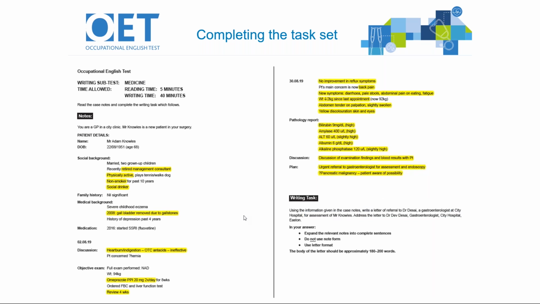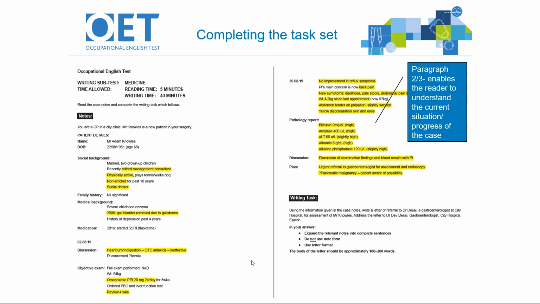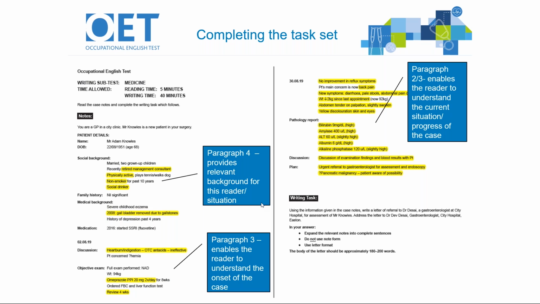If we look on this slide, where you can see which case notes have been included from the highlights that are appearing, we also want to make sure that this is the information that the reader would need to be able to understand the situation. And we can see here that all of this detail about the most recent visit has been included in either paragraph 2 or paragraph 3, which will enable the reader to understand the current situation and the progress of the case until today. This information on the left-hand side from the first visit to the doctor enables the reader to understand the onset of the situation. And then this information above that on the left-hand side provides the reader with any relevant background for this situation to give them a complete picture of this patient's history and associated risk factors.